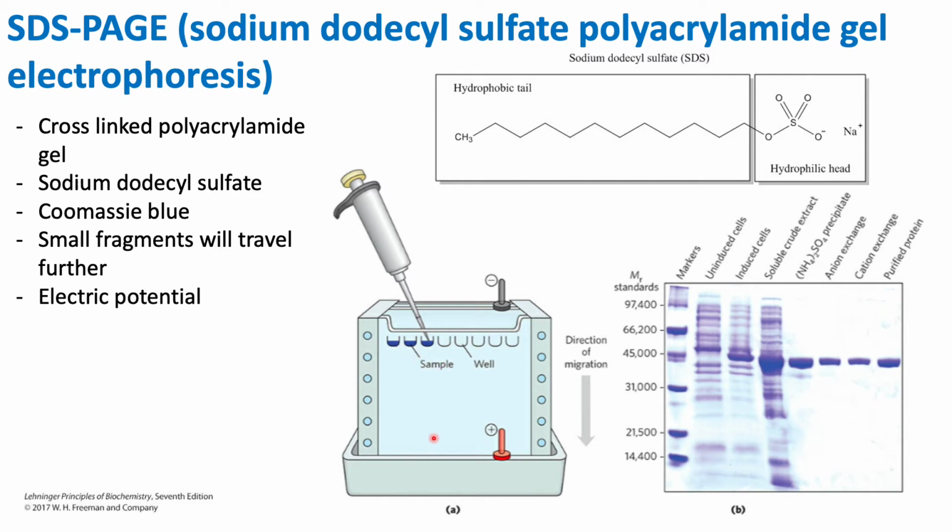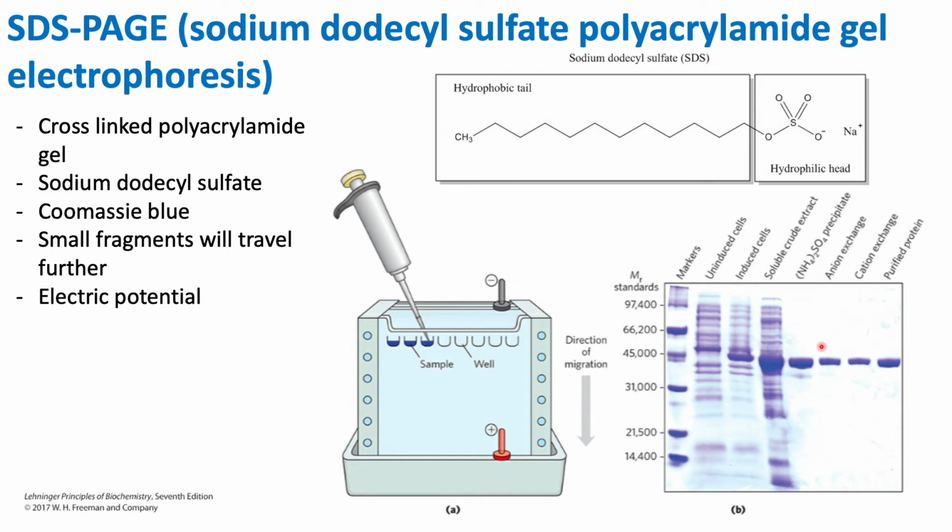it carries it through this electric potential where our small fragments will travel further. Now, once we run SDS PAGE and we take out this plate over here, we won't be able to see how far our proteins have traveled. We would have to stain the plate first, and we stain it with Coomassie blue. Once we stain it, we get this more visual representation of how far our fragments have traveled. In our first column, we always have our markers, which are our known values. So it will give us our known weights. And we compare the markers with what we applied to each of these wells.